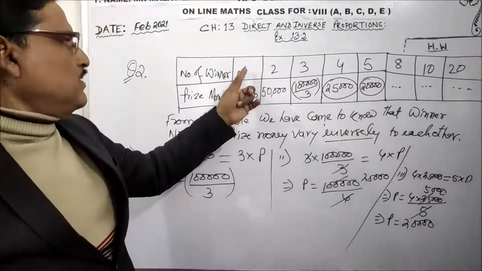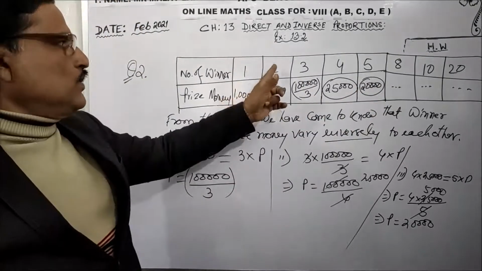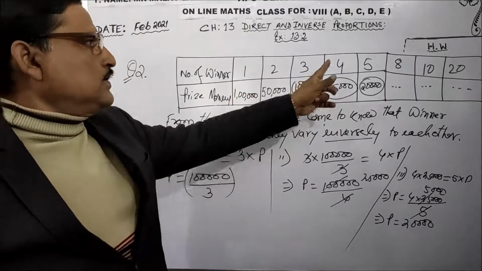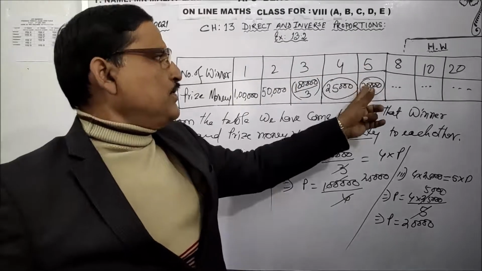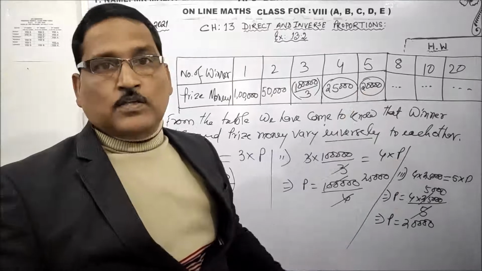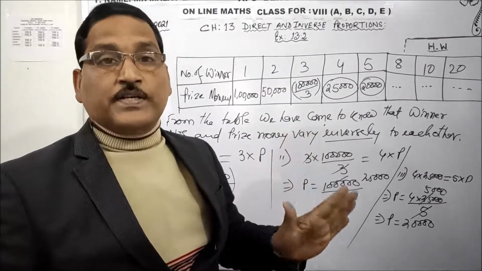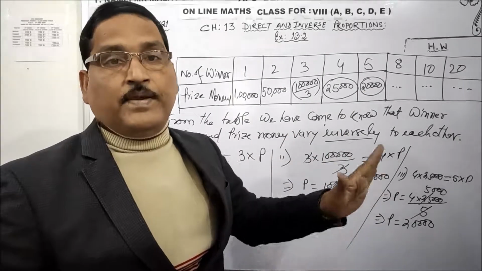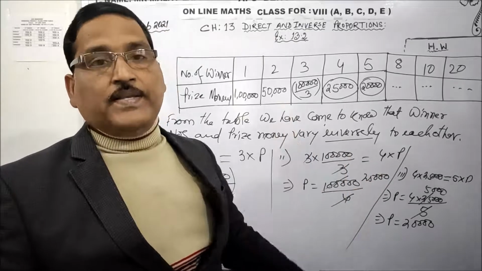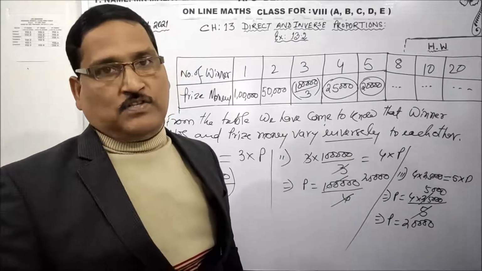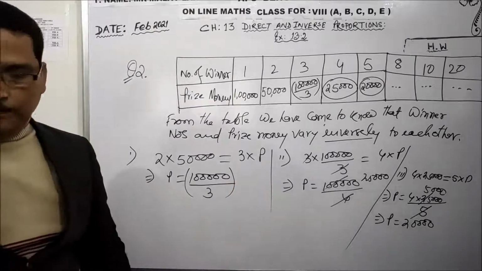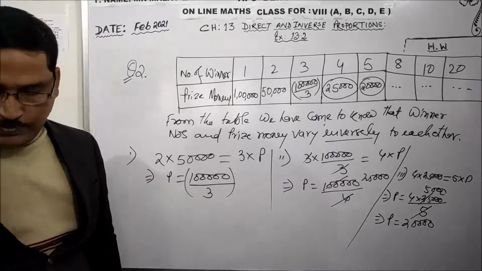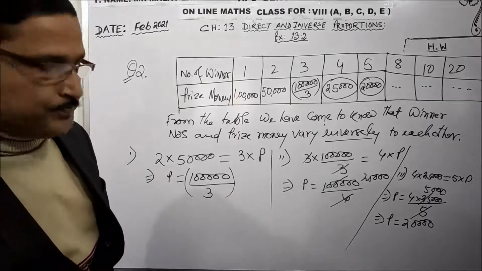First situation, 1 into 1 lakh, 1 lakh. 2 into 50,000, 1 lakh. 3 into this, 1 lakh. 4 into 25,000, 1 lakh. 5 into 20,000, 1 lakh. So the product of the two quantities will remain the same everywhere if they vary inversely to each other. Understood my point? So you will complete the remaining part the same way. I am not going to solve it. So this is your task.